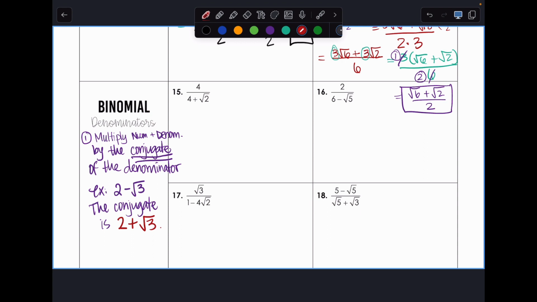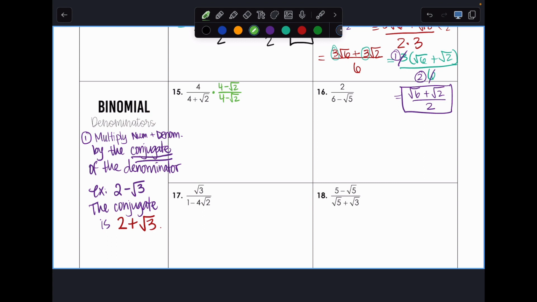Monomials, I just showed you how to do in so many different ways up till now. All right, so with radicals that have binomial denominators, we take the conjugate of the denominator and multiply top and bottom. Like that.